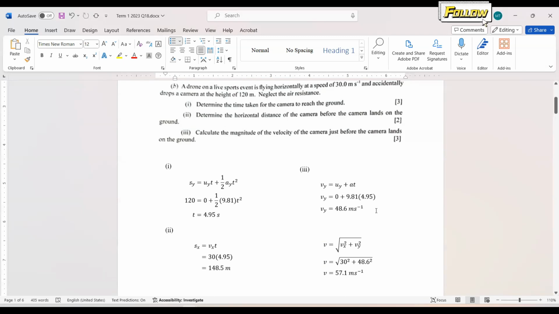After this, you just apply the Pythagoras theorem, taking the square root of the sum of the squares of the horizontal and vertical velocities. You will get the final velocity equal to 57.1 meters per second.